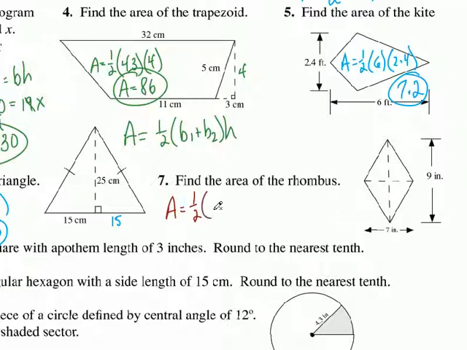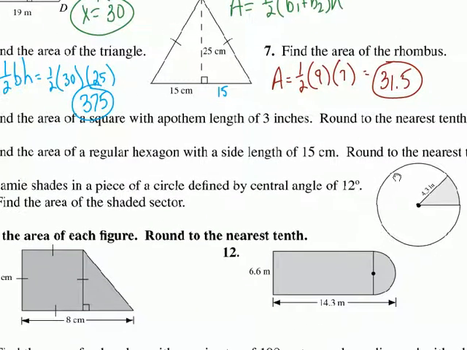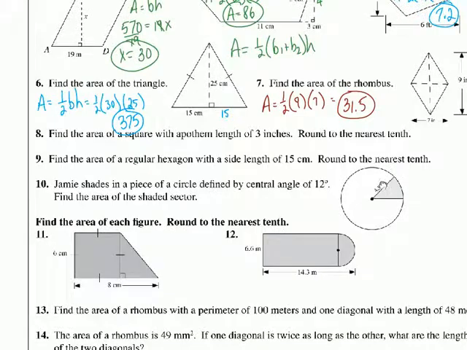So it's 1/2. It's the same formula as this, so we take the two diagonals, which they give you, 9 and 7. 63, half of 63 is what, 31.5? 31.5. There it is. Rolling right along. Let's make this a little smaller.